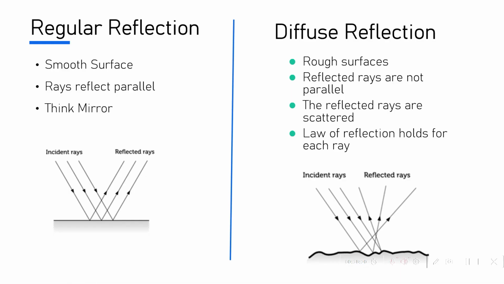There's two types of reflection, regular reflection and diffuse reflection. Regular reflection is what happens in a mirror. On a smooth surface, rays reflect parallel, and we can see them because the rays stay parallel. The law of reflection applies. On a rough surface, the reflected rays are not parallel when they come off, but because of the uneven surface, they bounce and they scatter. But the law of reflection holds for each ray still.